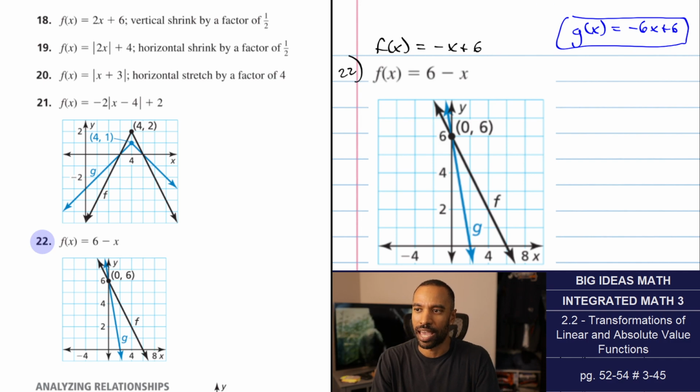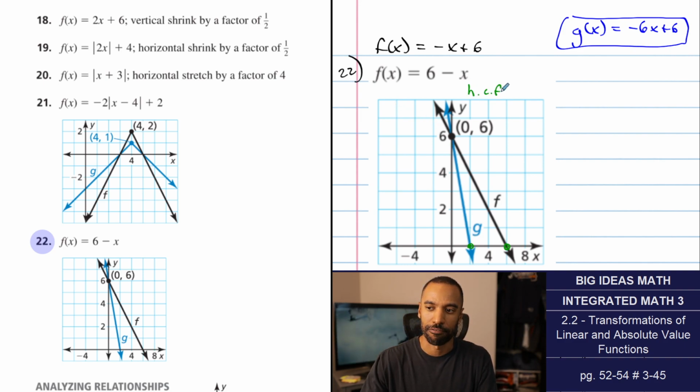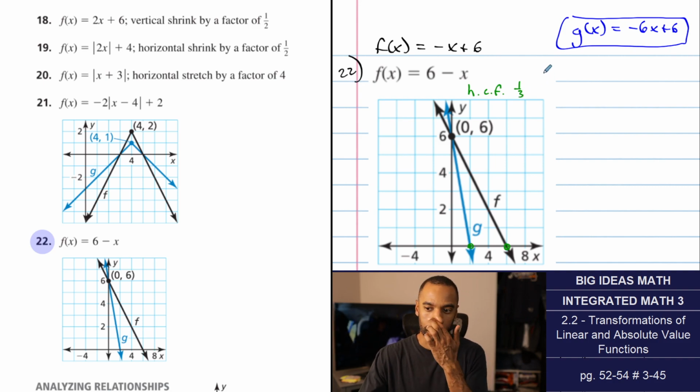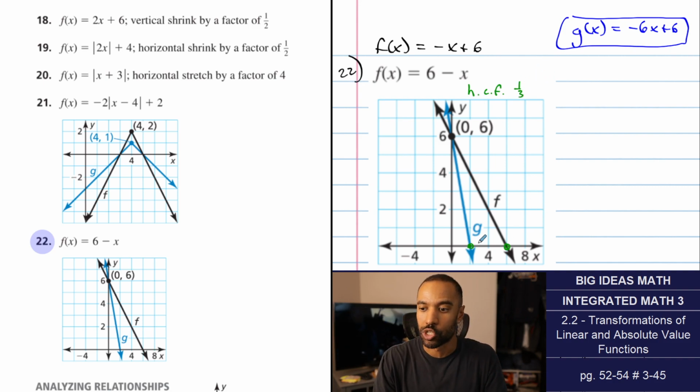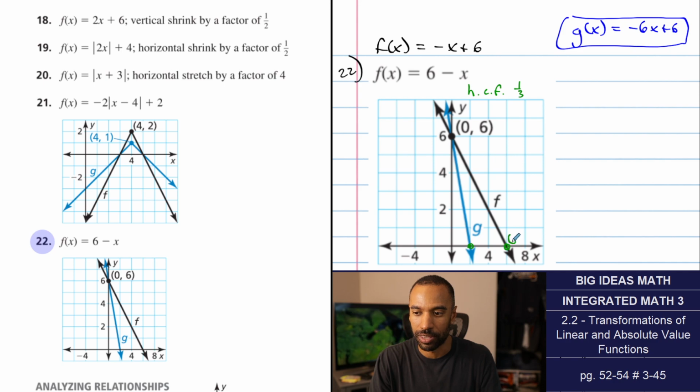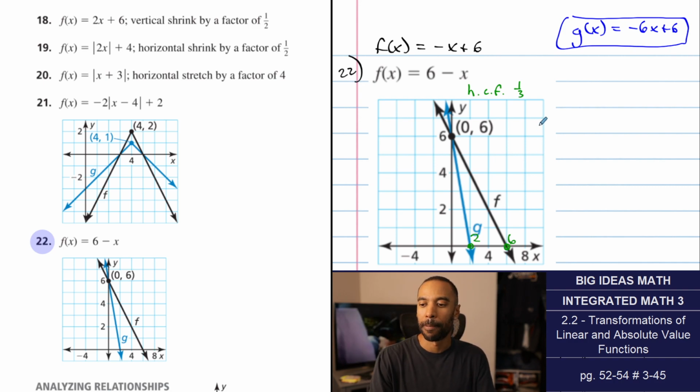Let's pick a reference point, something where it moves from here to there. That's quite obvious. This was 3 away from the y-axis. Now it's 1 away from the y-axis. What's the change? Horizontal compression by a factor of 1/3. No, I'm sorry. This was 6 away, right? Look at the scale. That's mean. This was 6 away. Now it's 2 away. I guess that's still horizontal compression by a factor of 1/3.